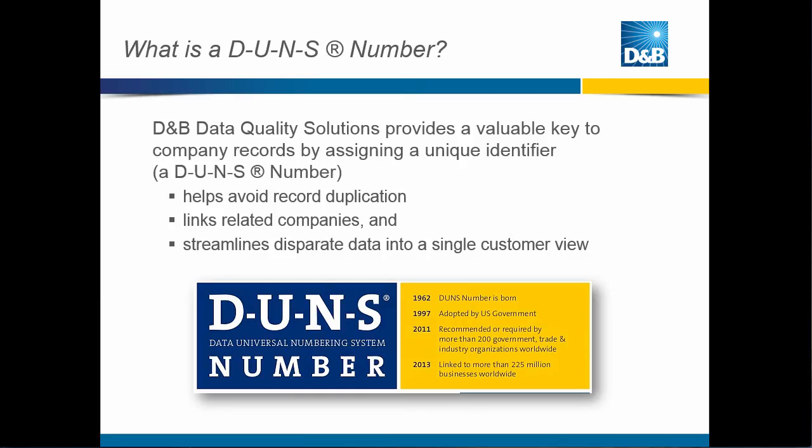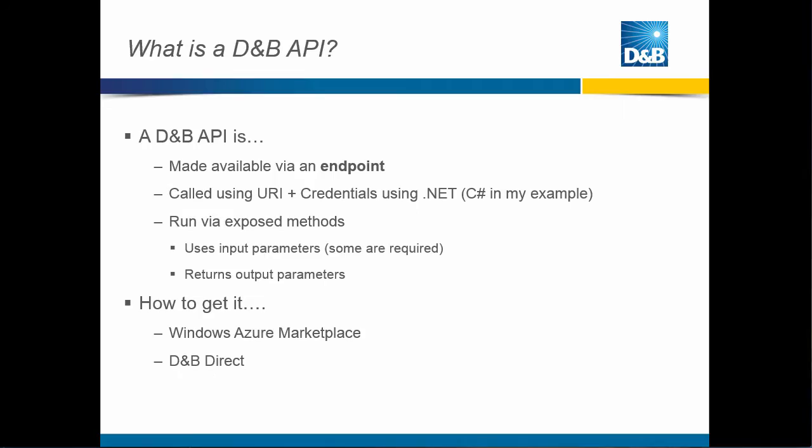You might have noticed that that last example included something called a DUNS number, and that stands for Data Universal Numbering System, and this is a really important part of the D&B offering. As you can see, it started in 1962, and it's used by the U.S. government and really a lot of other businesses and government agencies and just people all over the world as a universal, unique identifier for companies doing business. It also is used as a unique identifier via the D&B APIs to streamline your disparate data into a single customer view.